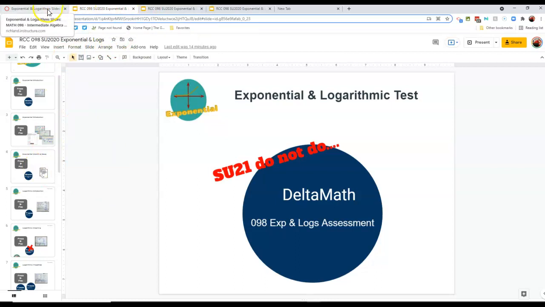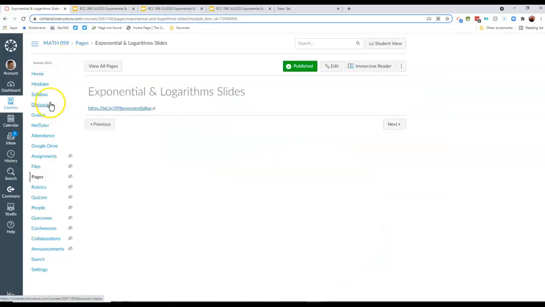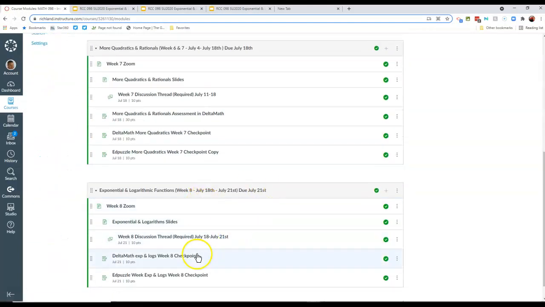Basically, that shortened last week means probably it's not a great idea for me to have you do all of those pieces in that week 8. So hopefully that's helpful information for you.